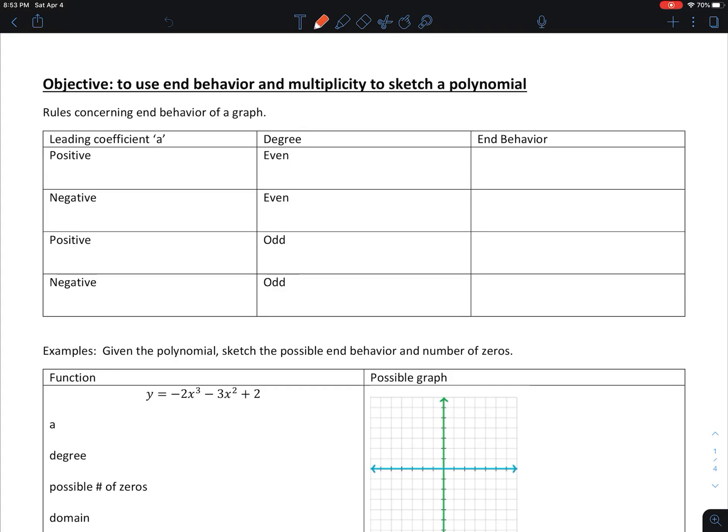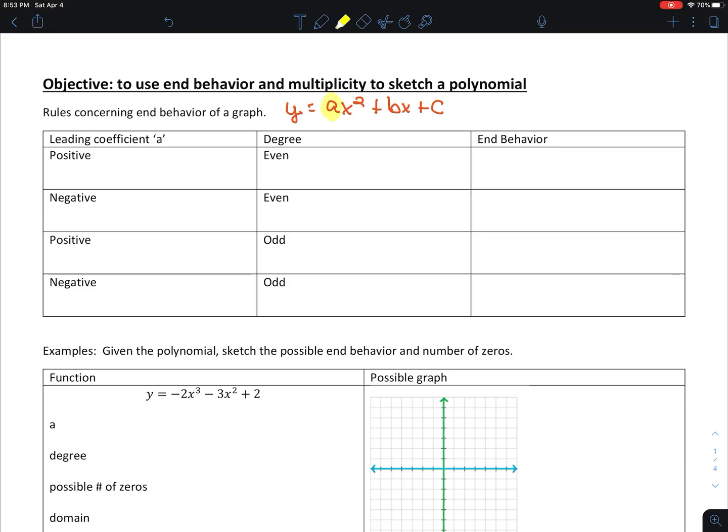In this video, we're going to use something called end behavior and multiplicity to sketch a polynomial. So I'm just going to give you some information, and then we will talk about what that information means. So the leading coefficient, if we have a function y equals ax squared plus bx plus c, and it could be any degree polynomial, this value of a is known as the leading coefficient, and it tells us some valuable things about the polynomial.